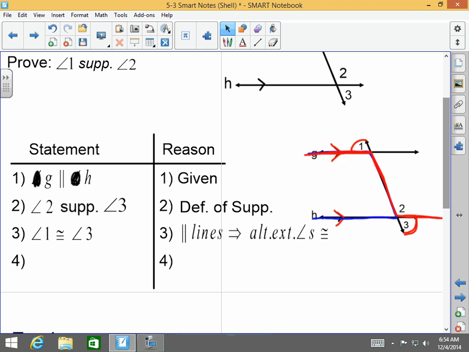And then if angle 2 is supplementary to 3 and angle 1 is congruent to angle 3, then angle 1 is supplementary to angle 2 because of substitution. Now, you may say, whoa, why isn't it transitive? Remember, when we're talking about values, it's substitution. And when we're talking about supplements, those are values.